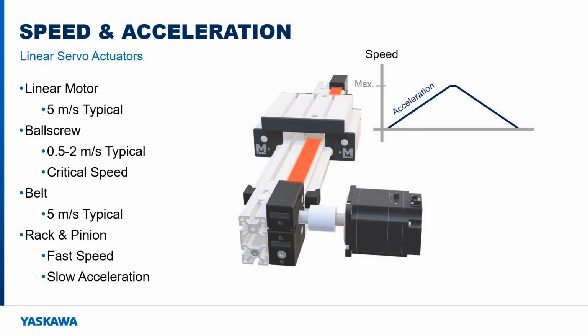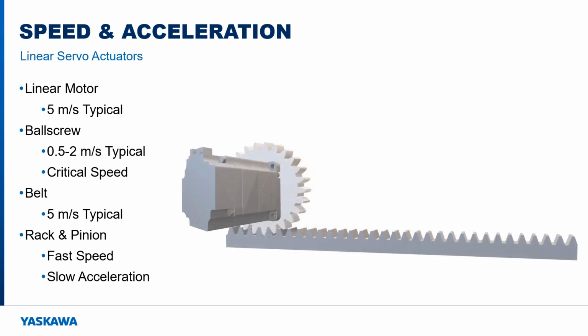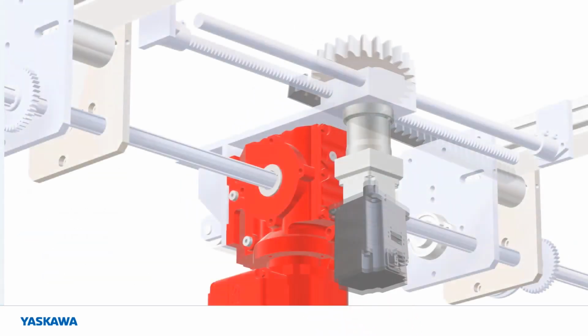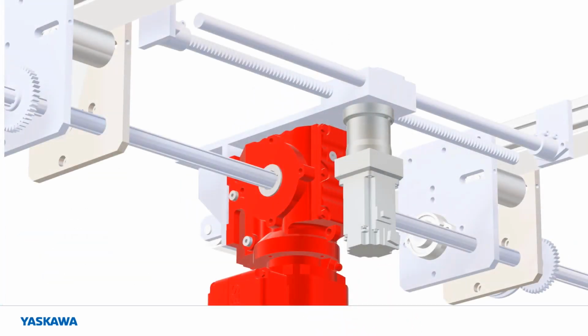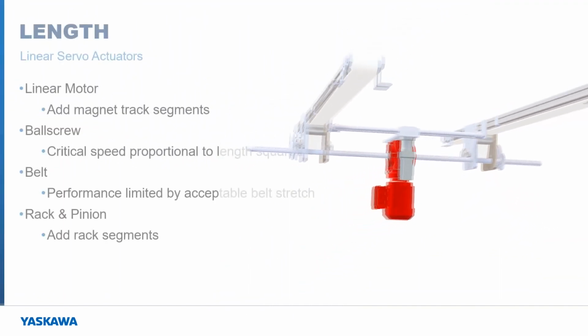Belts can also be fast, about the same as linear motors, but as we'll see later, they have nowhere near the same precision. Rack and pinion systems can reach very high speeds, higher even than linear motors, but they typically don't accelerate quickly since they are designed to move large and heavy loads for longer distances.